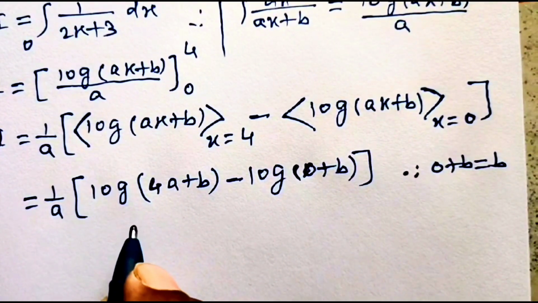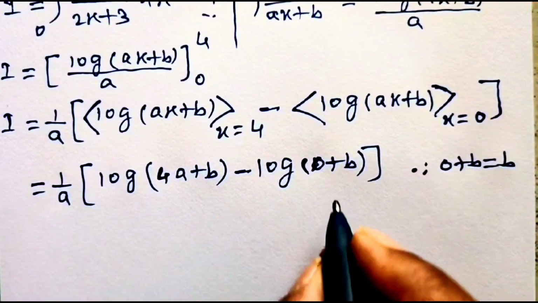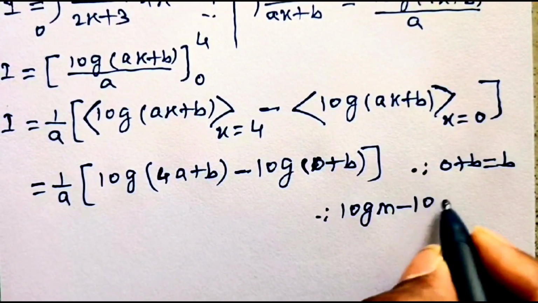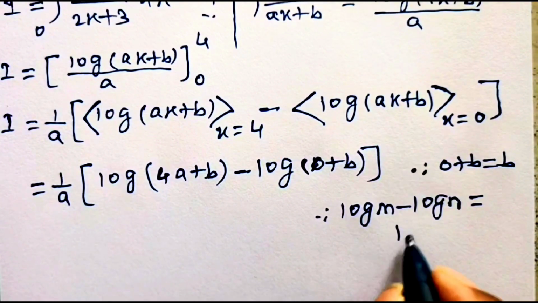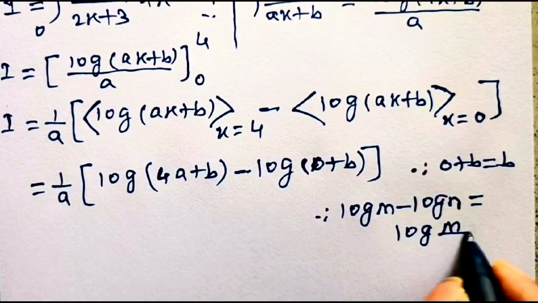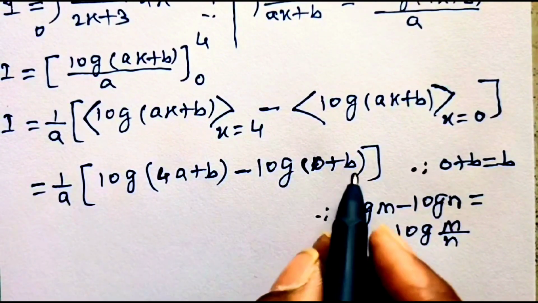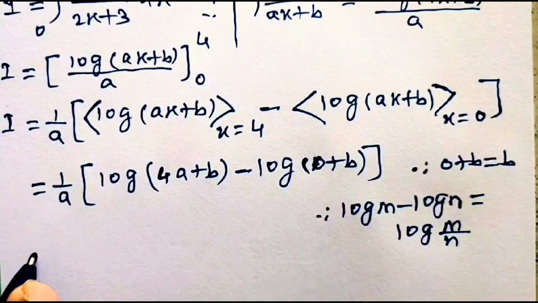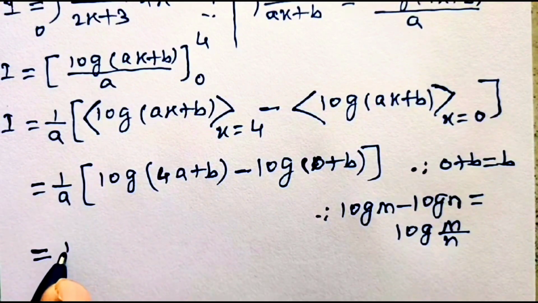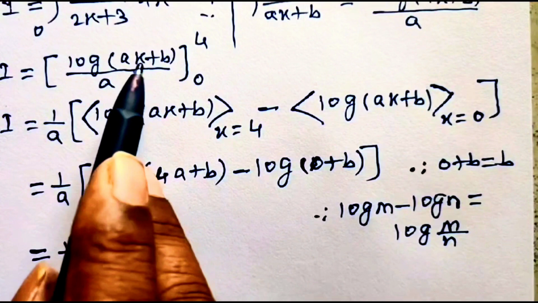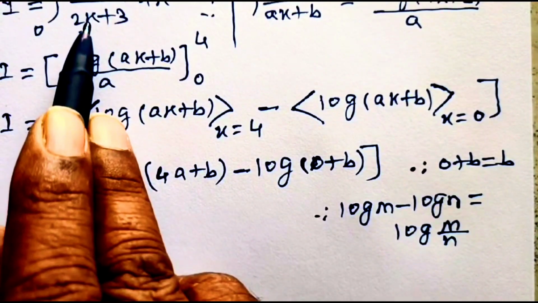So now you can apply the property of logarithm. What is that property? Logarithm of m minus logarithm of n is equal to logarithm of m upon n. So logarithm of m is, suppose, this bracket, minus logarithm of n, n is, suppose, this bracket. Hence this is equal to 1 upon a, where you are considering ax plus b as the linear polynomial 2x plus 3.